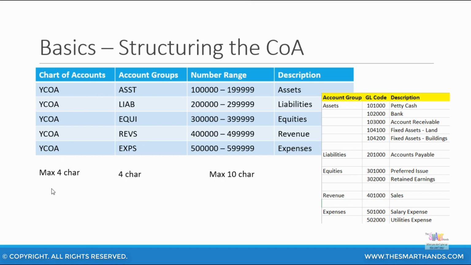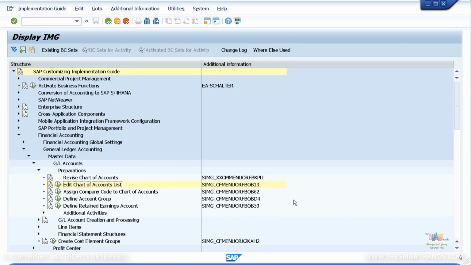In my example, when I'll be creating a chart of accounts and giving the number ranges, I'll use a 6-character number range. Now let's set up the chart of accounts. We come to the SPRO menu path and we go to Financial Accounting, General Ledger Accounting, Master Data, GL Accounts, Preparations, and we do the first step of the config, that is Edit Chart of Accounts List. You can also use the short transaction code OB13.